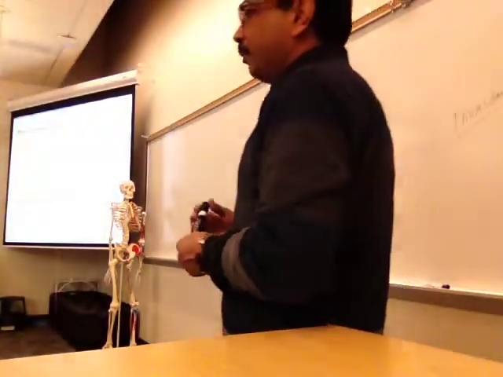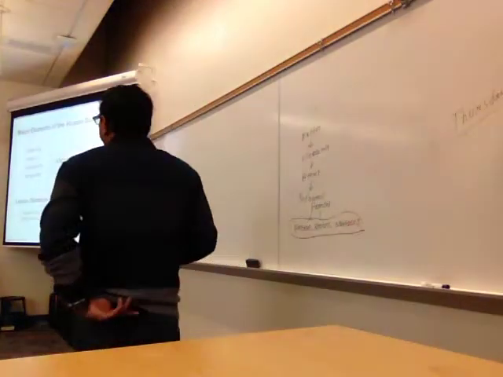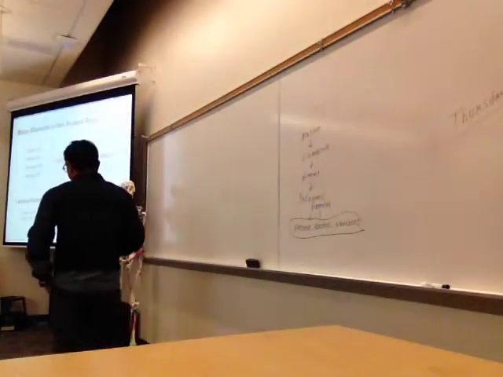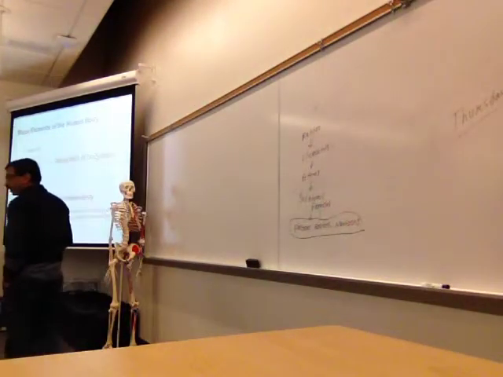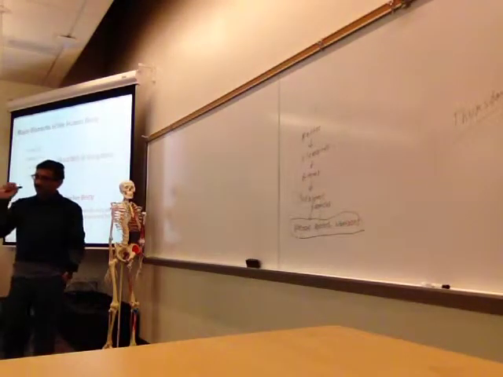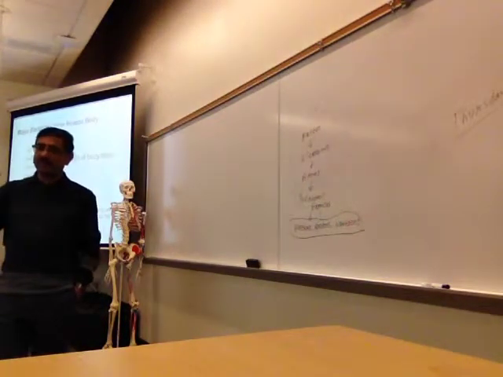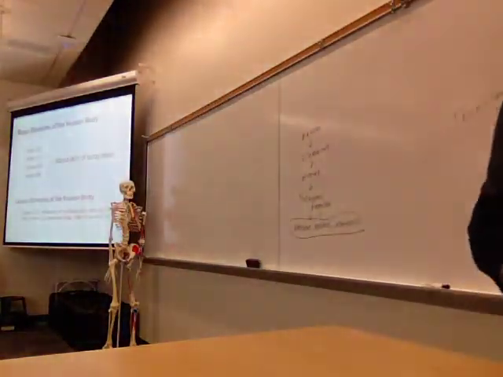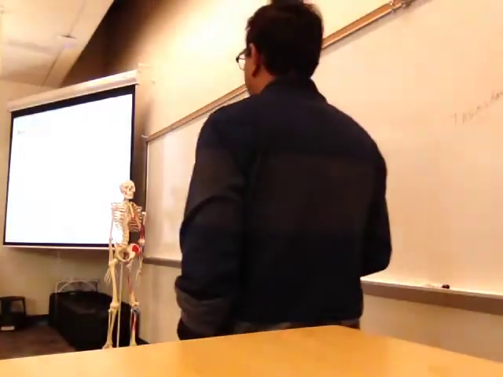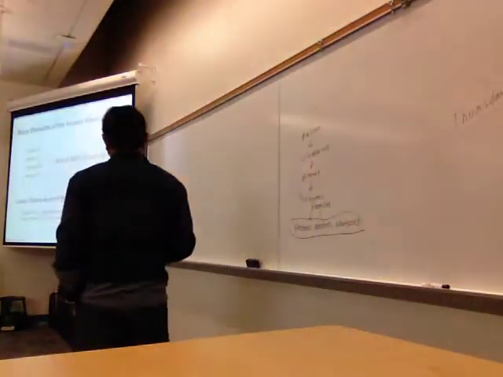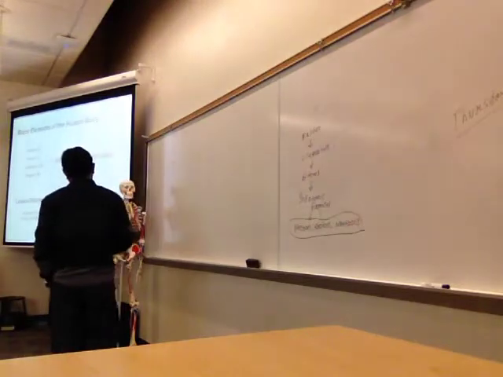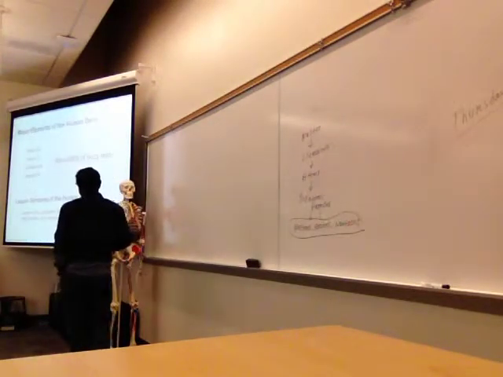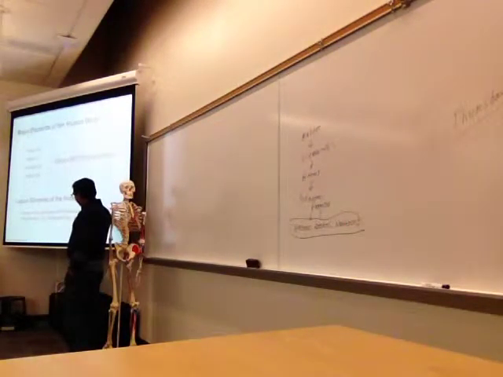Some other elements are present in small amounts in our body, but those are also very important. What are the other elements? Calcium, phosphorus, potassium, sulfur, sodium, chlorine, magnesium, iodine, and iron. Those are present in a small amount, but they are very important.